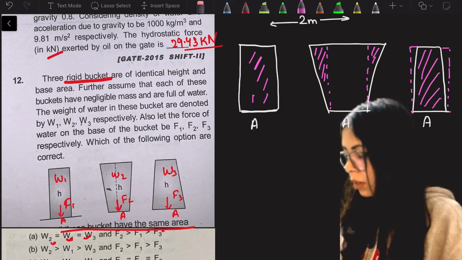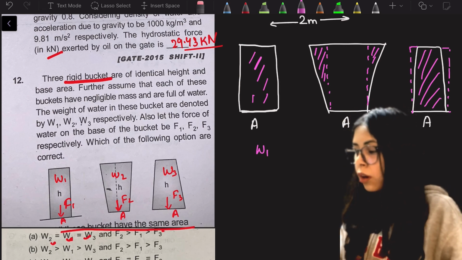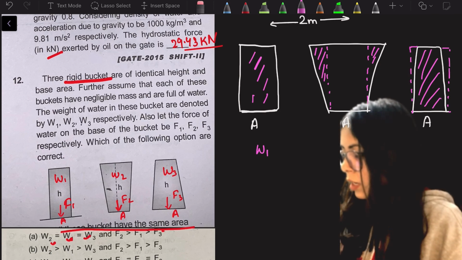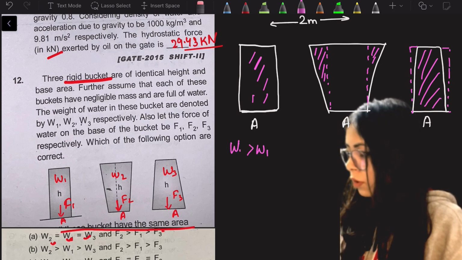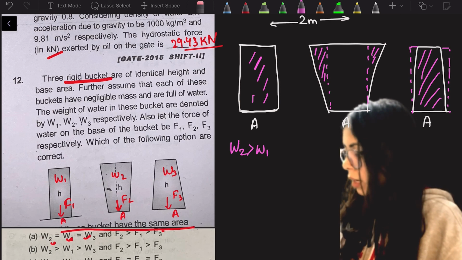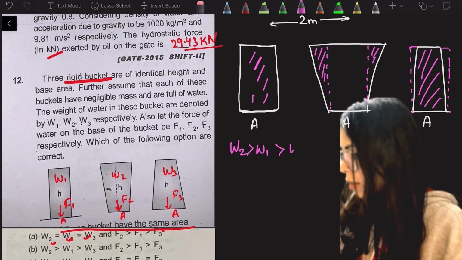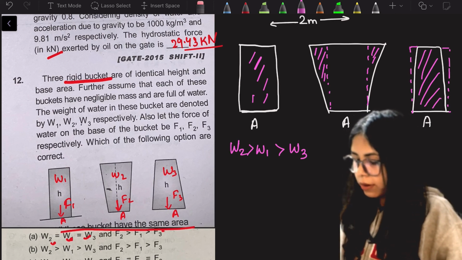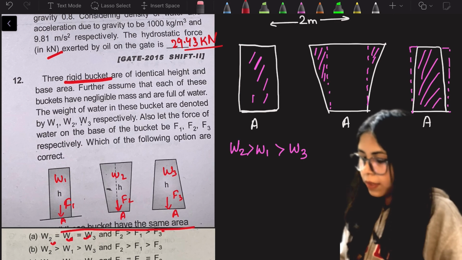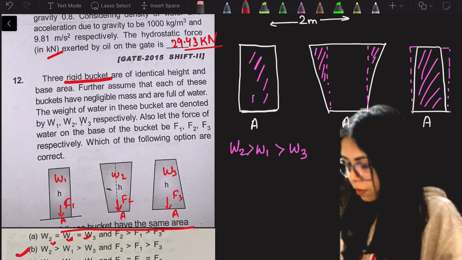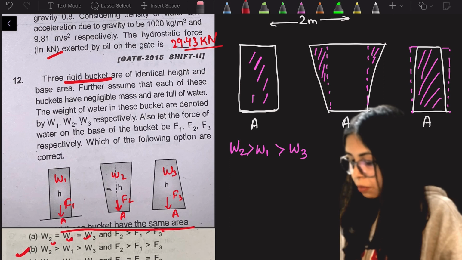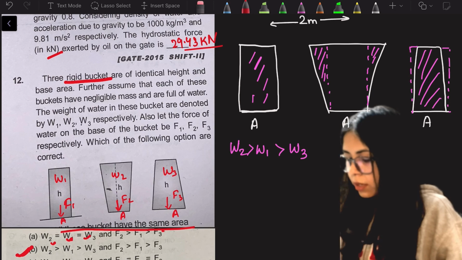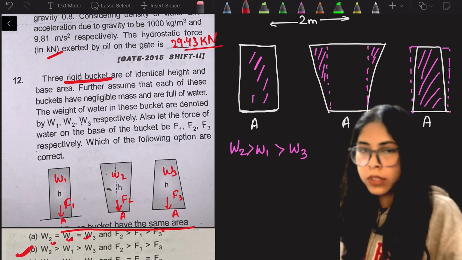So if the first bucket is having W1 weight, obviously the volume is more, so the weight will be more in the second bucket. So the second bucket will be having more weight than the first, and the third bucket is having less weight than the first. So do we have any option like this? Yes, we have the option here, W2 greater than W1 greater than W3, and it is also there. We are having two options. Now I have to choose one according to the force relationship.